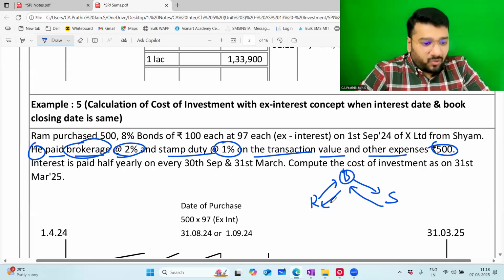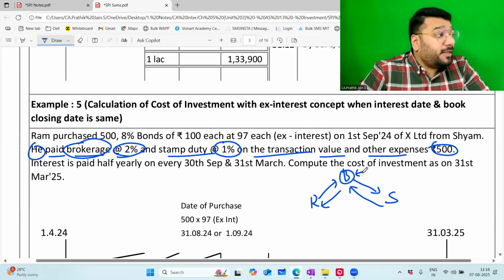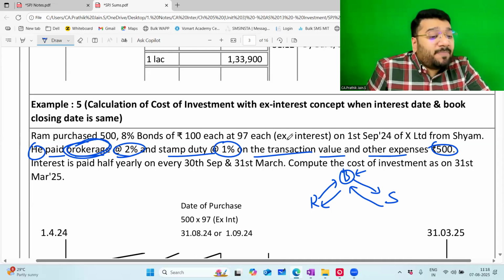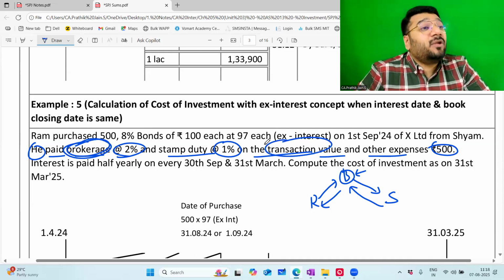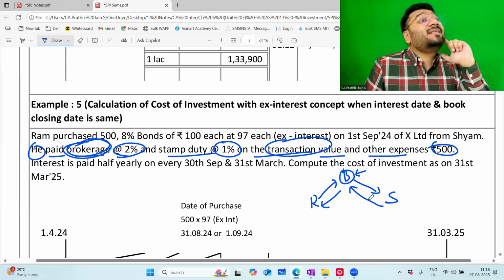X Limited. Okay. Now, when this person is acting as a mediator between two parties, will he do his service free of cost or will he charge any money for it? He will charge money for it. That charge is called brokerage. Brokerage is always paid on transaction value. What is transaction value? The value that is getting transacted between Ram and Sham through the broker is called transaction value.